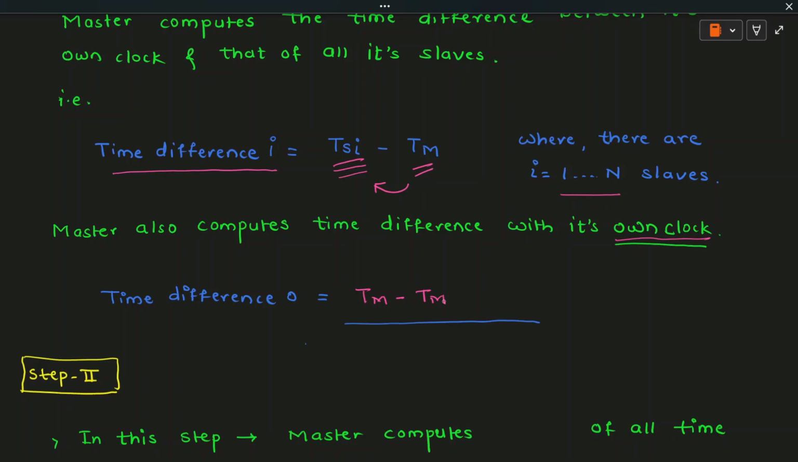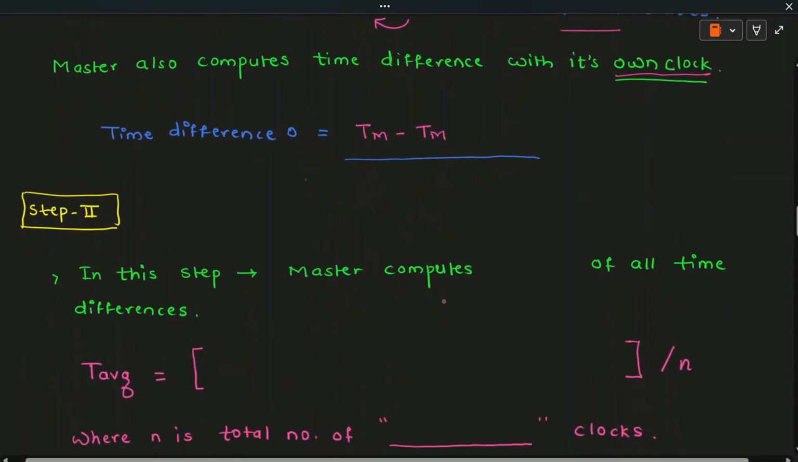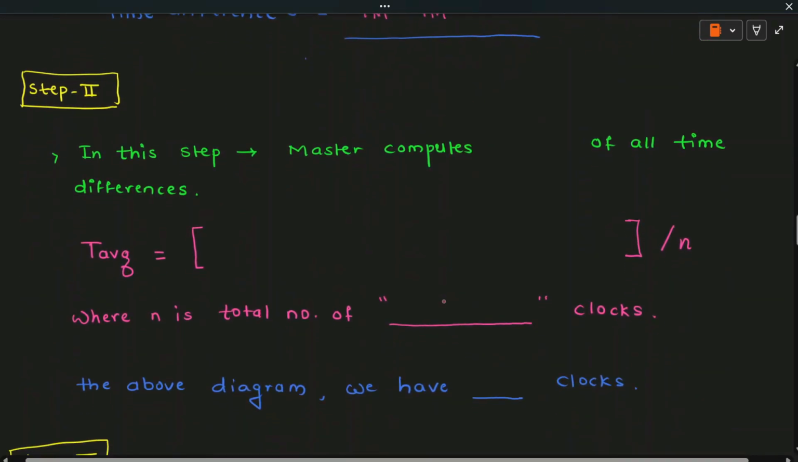Here we say Tm is the master's time, so Tm minus Tm will be the time difference 0. Always that value is going to be 0. Now let's go to step number 2. In this step, the master computes the average of all the differences.